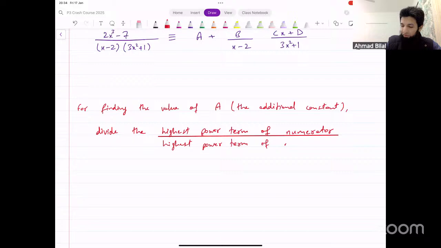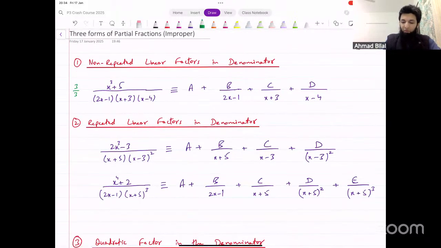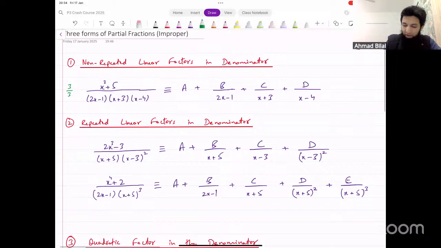That's all that you have to do, and that will give you that additional constant's value directly. So you can say a, the additional constant, is going to be the highest power term of the numerator divided by the highest power term of the denominator. So for instance, in the first case, what's the value of a that we've got? A would be the highest power term of the numerator, x cubed, divided by the highest power term of the denominator.